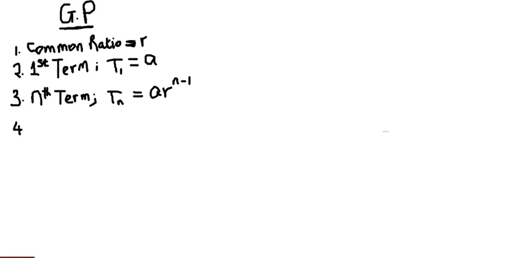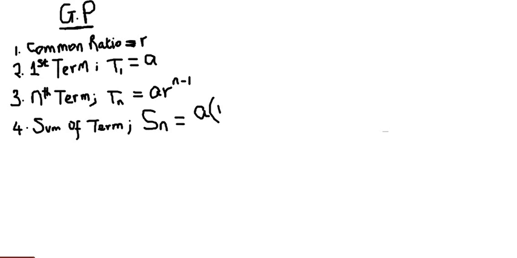The fourth component of the GP is the sum of a given number of terms. So, sum of a given number of terms that are on the GP. Now, we have 2 or 3 different expressions of the sum of a given number of terms. This depends on the value of R. So, the first case is where R is greater than 1.